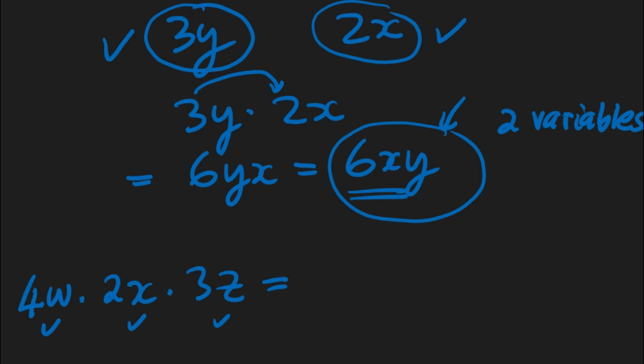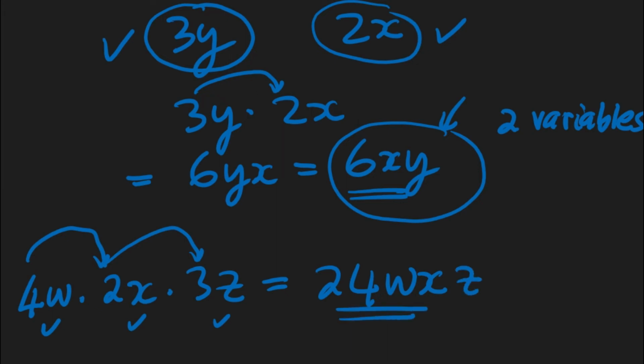Now let's multiply the coefficients first. 4 times 2 is 8, 8 times 3 is 24, right? So we have 24. And the variables will be w, another one will be x, and another one will be z. This is a new algebraic term having three variables, that is w, x, and z.